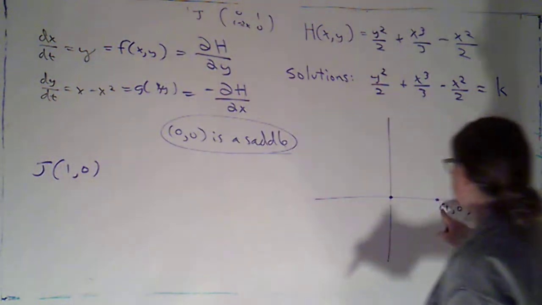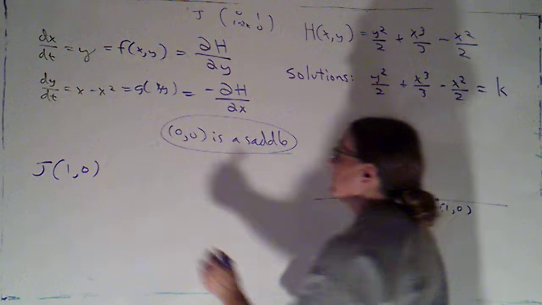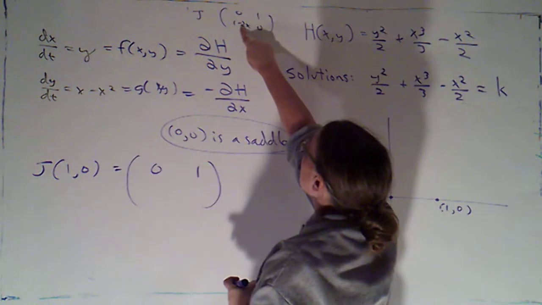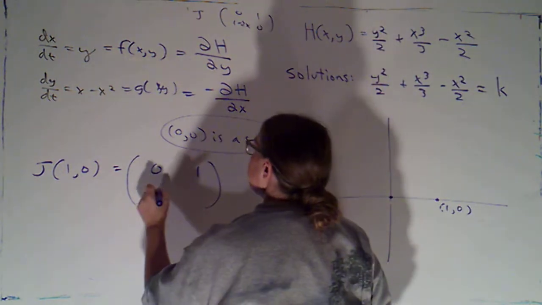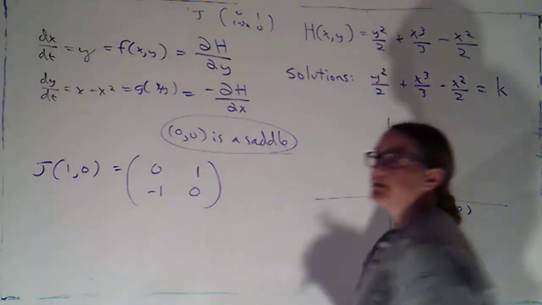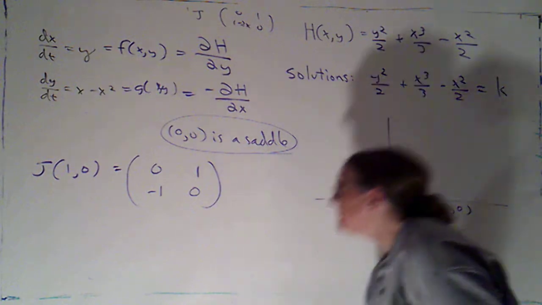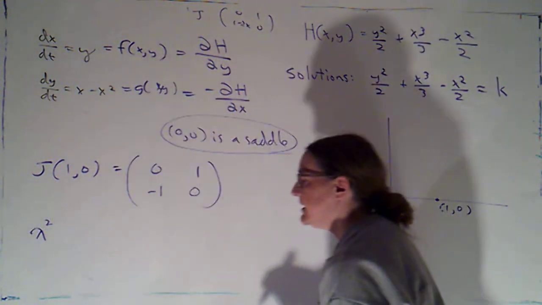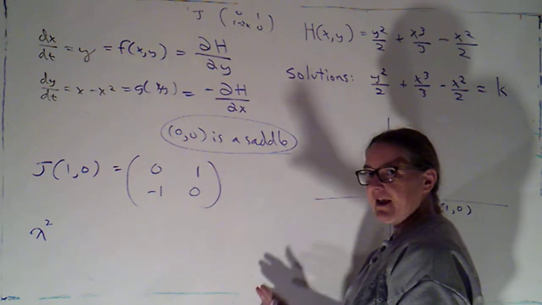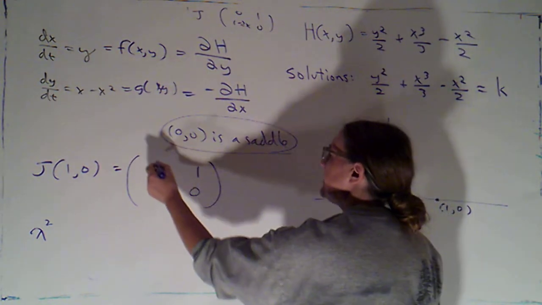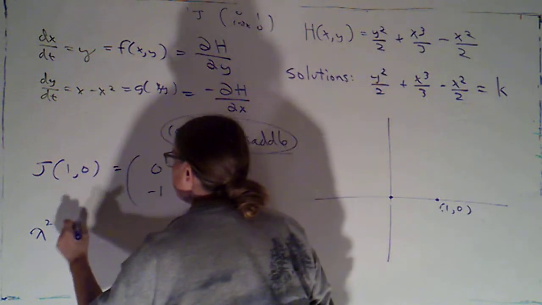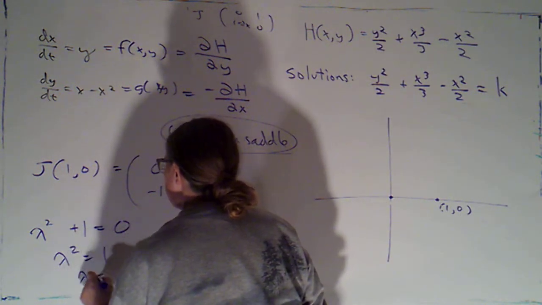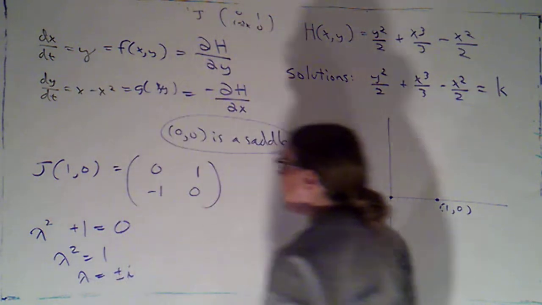Okay, so let's find the Jacobian at 1, 0, which is my other equilibrium point. So that's going to be 0, 1. 1 minus 2 times 1 is going to be negative 1, 0. Okay, so my characteristic equation is lambda squared. Once again, the trace is 0. The lambda term drops out. The determinant is 0 minus negative 1, so plus 1 equals 0. So lambda squared is 1, so lambda is going to be plus or minus i.